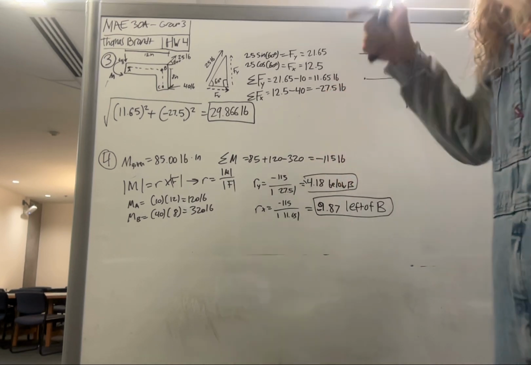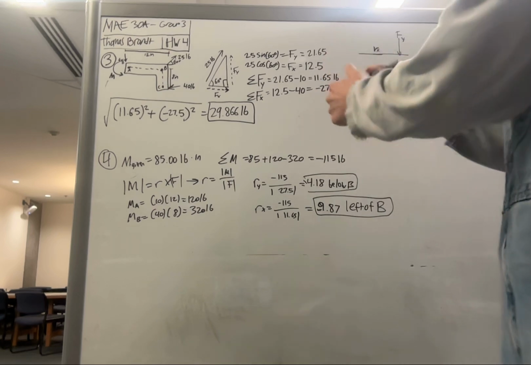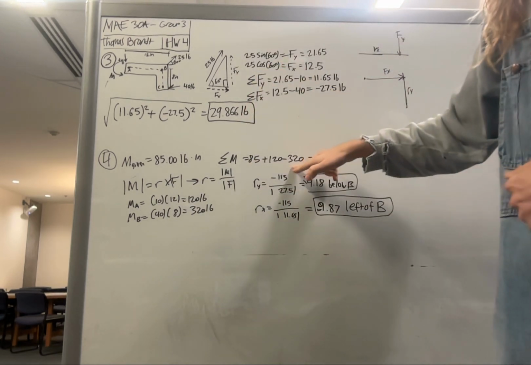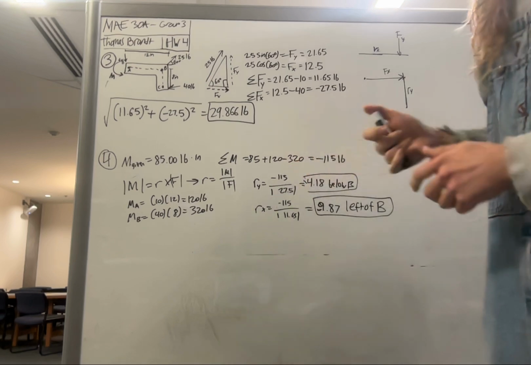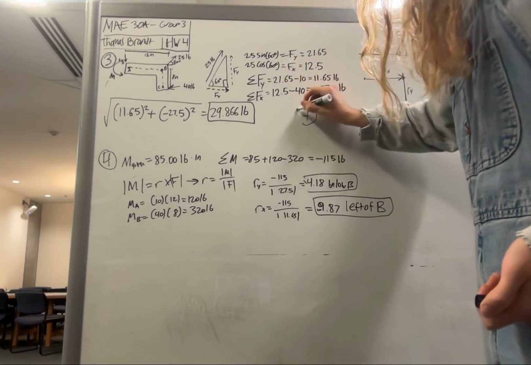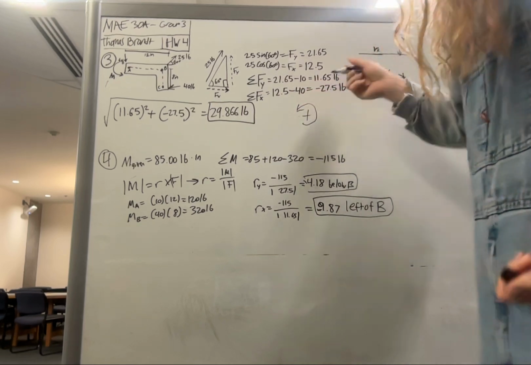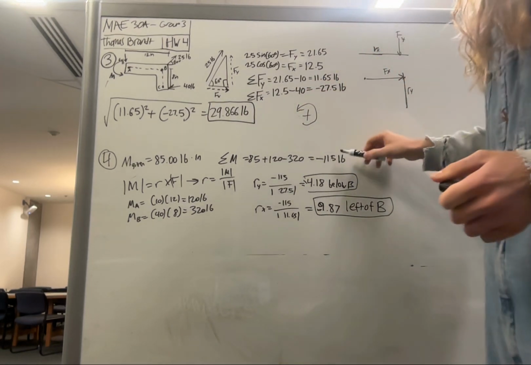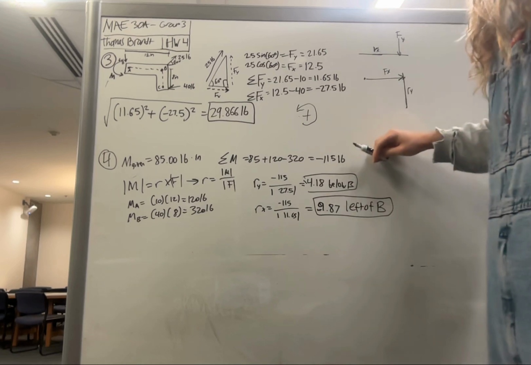Negative 320, because we're going clockwise for this one, so that's going to be negative. You said counterclockwise is positive. Yeah, I should have written it as that, as is commonly instructed. I think that's what we use in class generally. Okay, so this will give us negative 115 pounds.